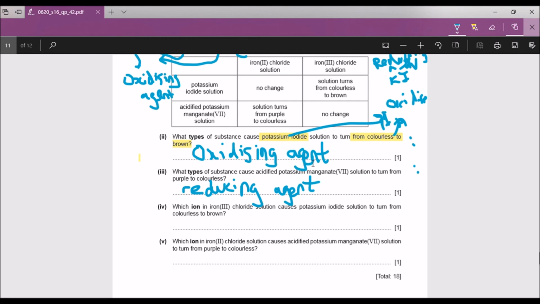So you can remember, if it's potassium manganate solution turning from purple to colorless, it's getting reduced. If it turns from colorless to purple, it's getting oxidized. If it's turning brown to colorless, it's getting reduced. If it turns colorless to brown, it's getting oxidized.